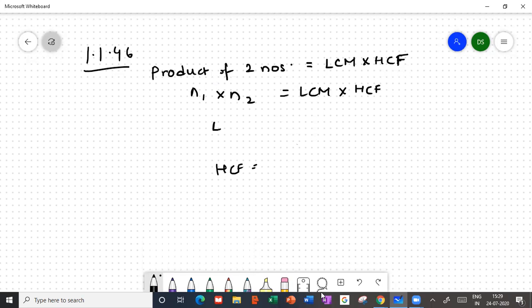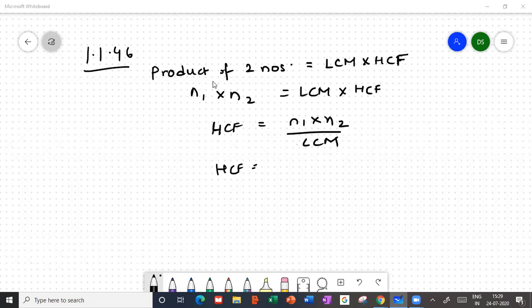So HCF is nothing but, again I'm making a mistake, N1 into N2 by LCM. Correct, sorry, my bad. So that can be simplified, you will get a number. Yes, that's correct.